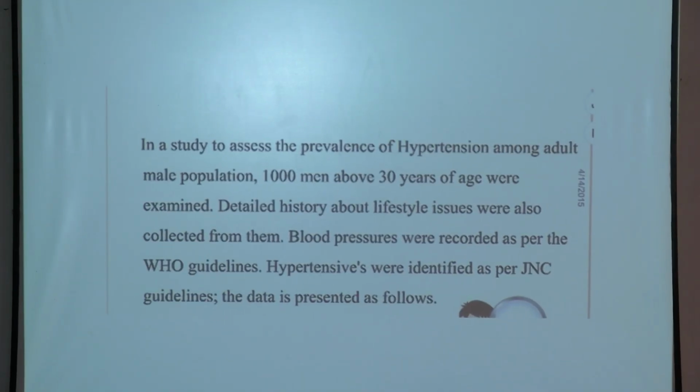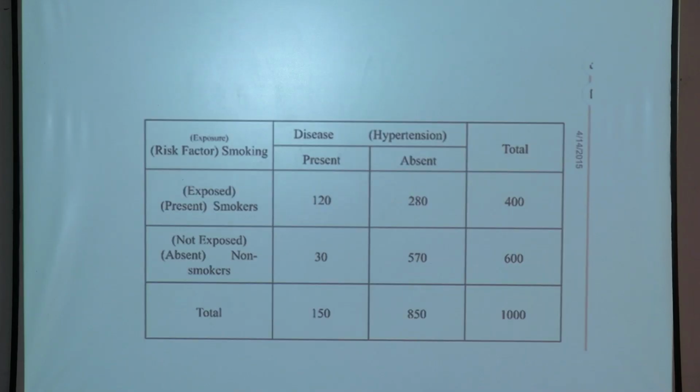So here again, the same old problem: 1,000 people, about 30 years, examined. We are looking at the blood pressure. Now, what is the total number of people in this sample? Total 1,000, okay. So how many are exposed? 400. It is 120 plus 280, that is okay.